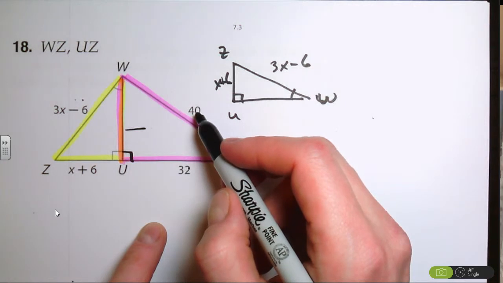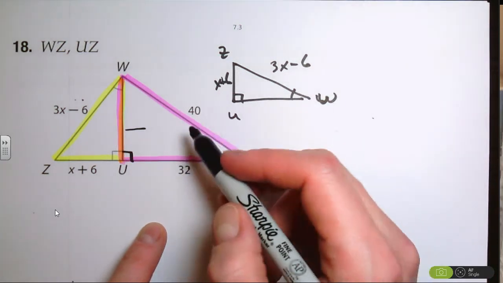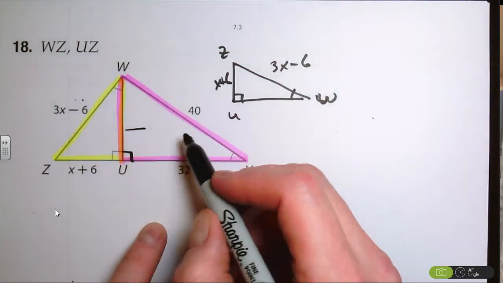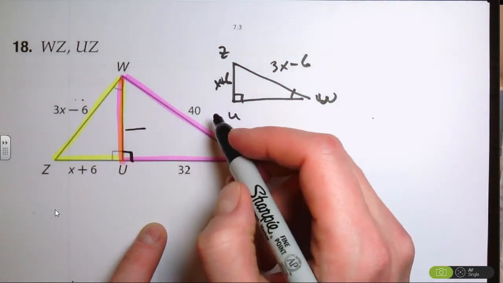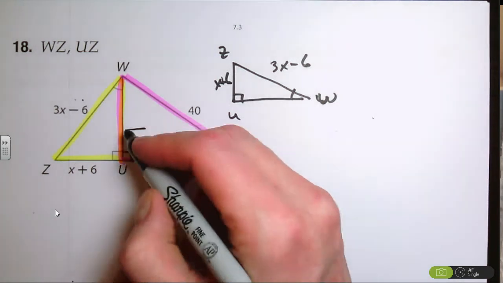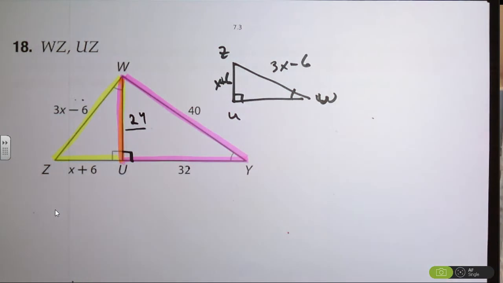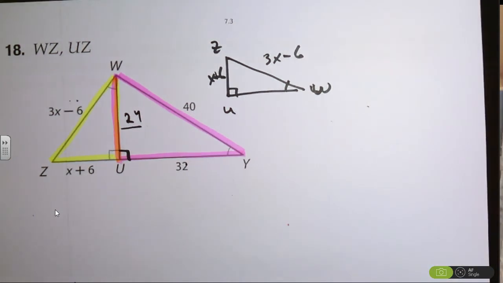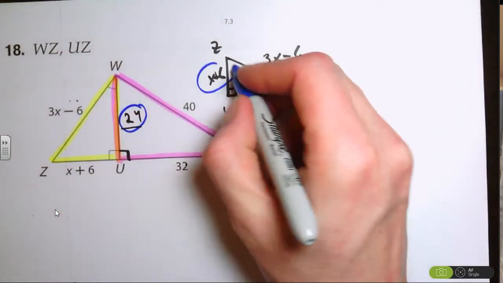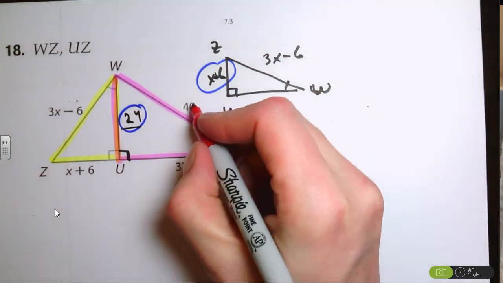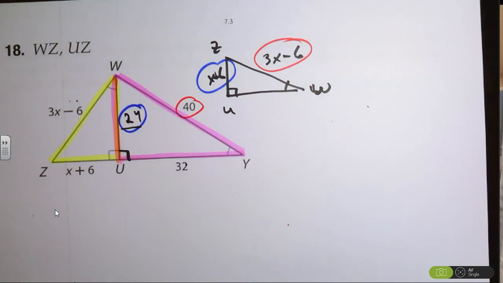Now I'm going to cheat, because there's a trick I know, but you would do the Pythagorean theorem. We did it in class. This side here actually ends up being 24. Sorry, 5 times 8, 4 times 8, yeah, 24. So now 24 and x plus 6 correspond. 40 and 3x minus 6 correspond.